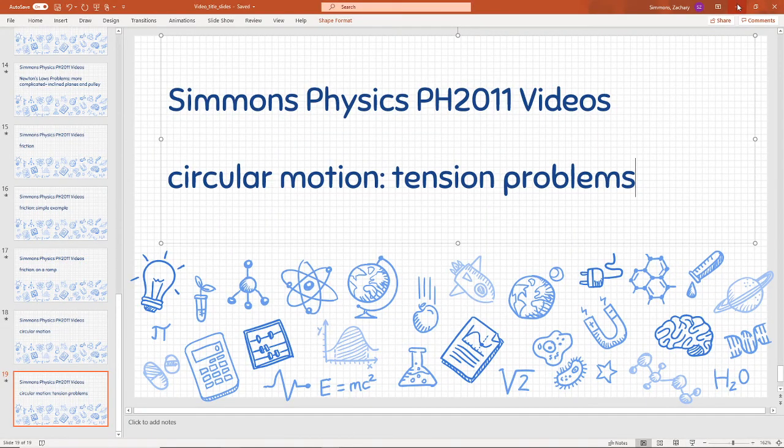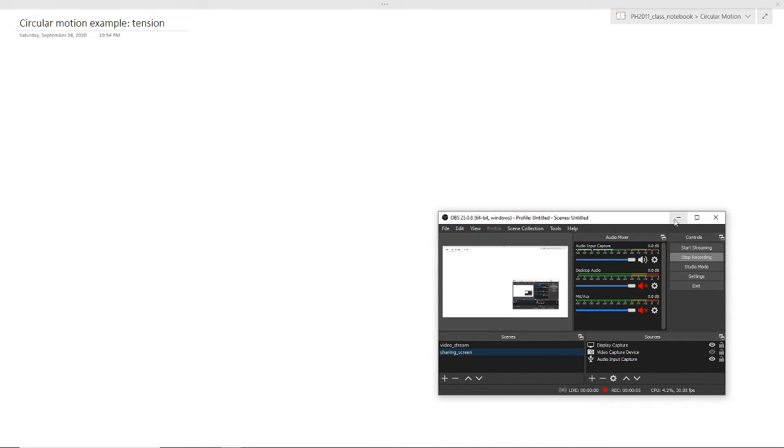Okay, let's look at a couple centripetal acceleration problems involving tension. So the first is, let's consider the case where we have an object that we're swinging overhead. Suppose that we're swinging it fast enough that the tension is almost entirely directed towards the center. In other words, we're not going to worry about gravity.